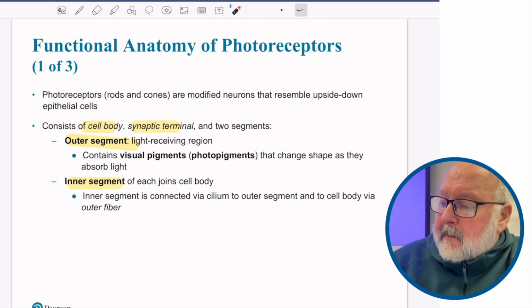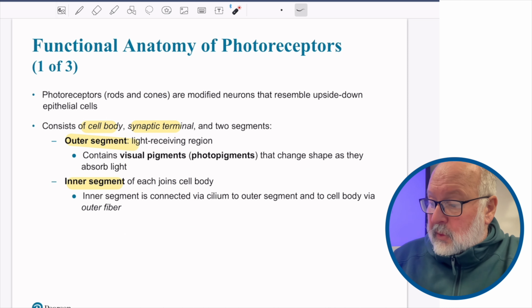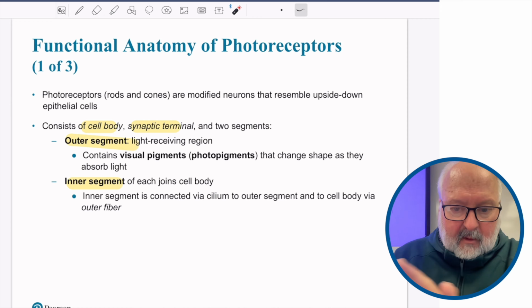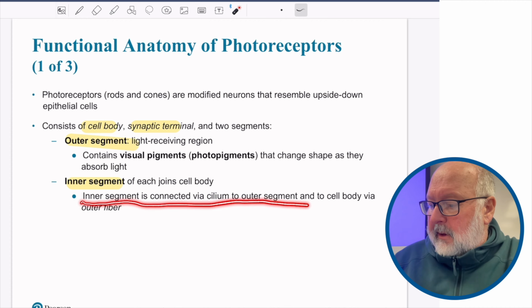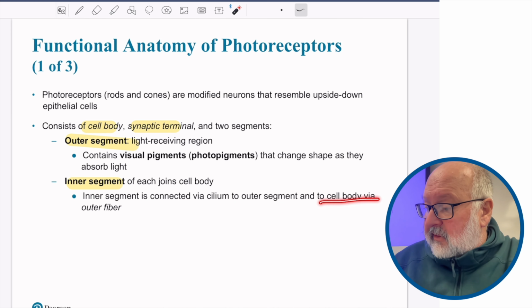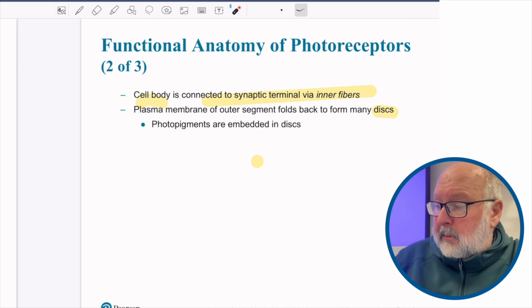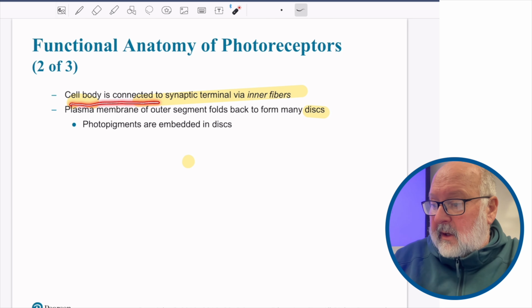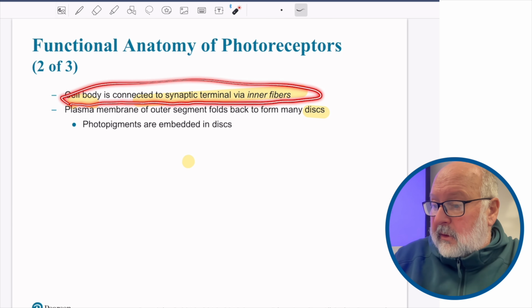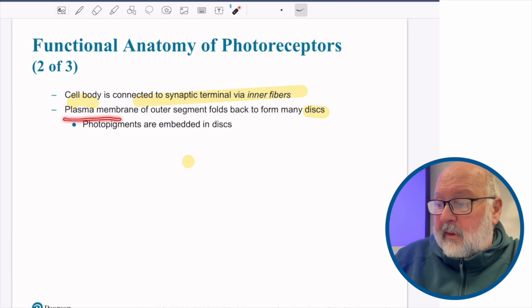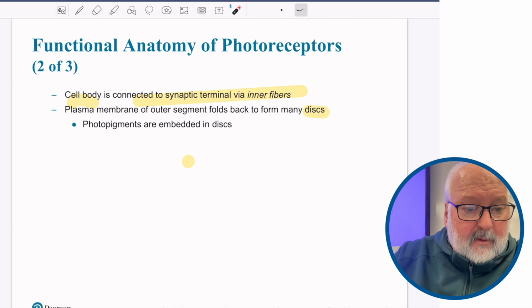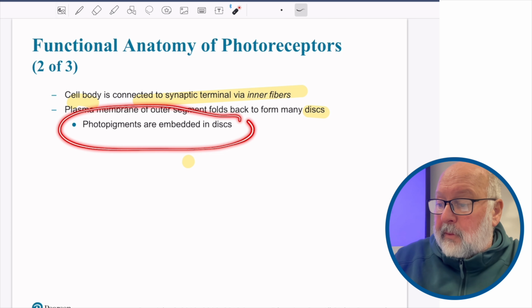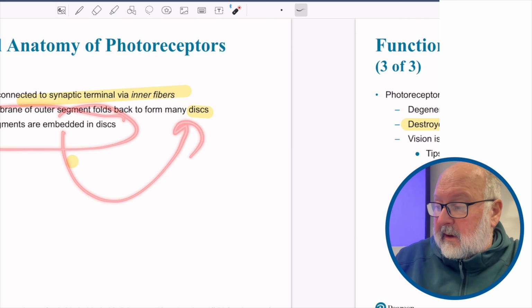We'll get to there. So we have an outer segment, and then we have an inner segment that joins onto the cell body. Now, let's go through some of the terms, and then we'll see an image. The inner segment's connected by a cilium to the outer segment and to the cell body by an outer fiber. And the cell body is connected to the synaptic vessel by inner fibers, and also we have parts of the plasma membrane of the outer segment that form these discs. They fold back on themselves, and this is where the photopigments are embedded within the discs.